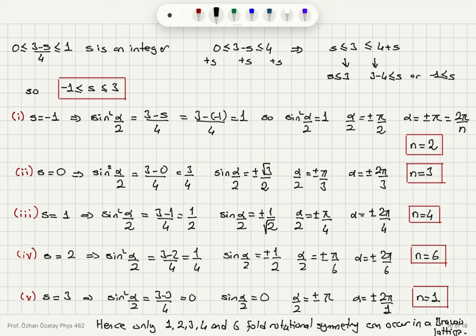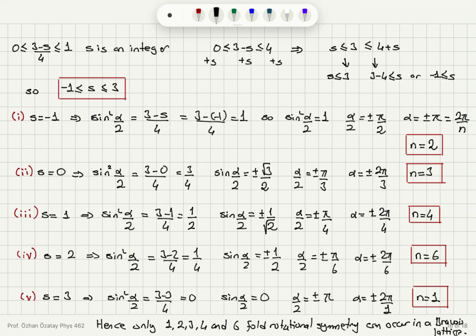When s is equal to 1, I have sine square alpha over 2 is equal to 3 minus 1 over 4, which is 1 over 2. That is sine alpha over 2 is plus or minus 1 over square root 2, or square root 2 over 2. That corresponds to 45 degrees, so plus or minus 45 degrees for alpha over 2. So alpha is plus or minus 2 pi over 4, so n equals 4.